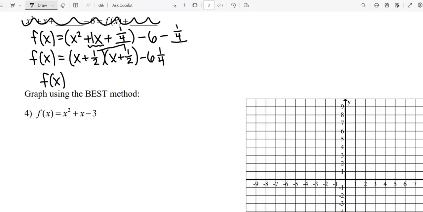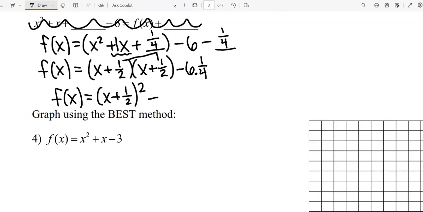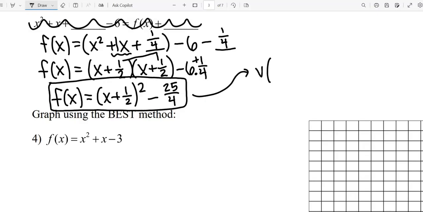F of x equals, you've got x plus 1/2 times itself, so x plus 1/2 squared, minus, to change this into an improper fraction, multiply the 6 and the 4 to be 24, add it to 1 to be 25, and it stays over 4. That tells me my vertex is -1/2, comma, -25 over 4. And if you needed to make sense of -25 over 4, it's -6 and 1/4.